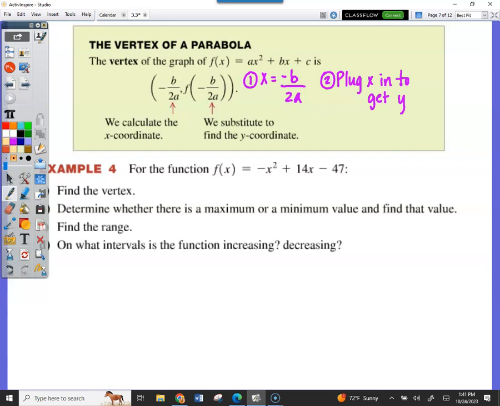Find the vertex. Tell me if it has a max or a min and where. Sketch it. Y'all saw what my sketch looked like earlier. I'm not looking for anything perfect, just a sketch. Can you read the range? And can you tell me the intervals of increasing and decreasing? And go.